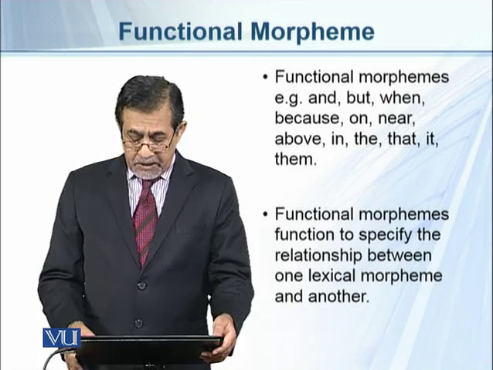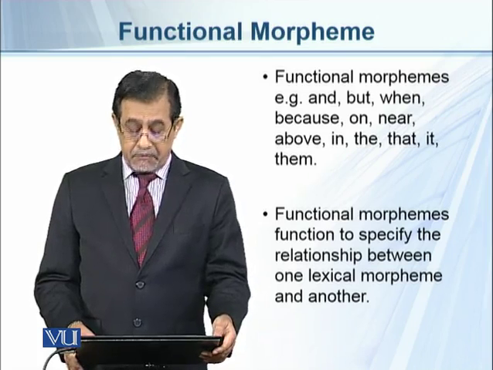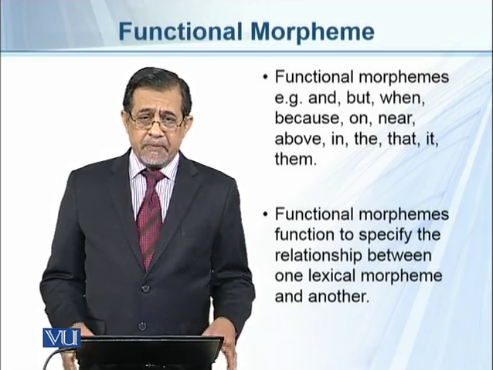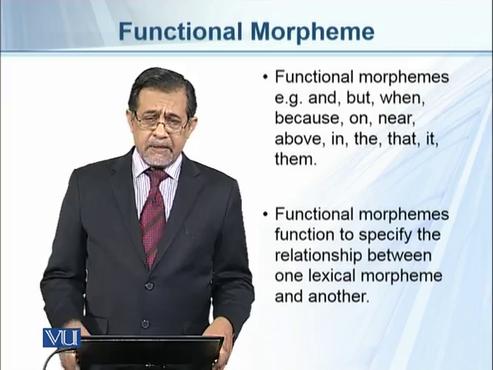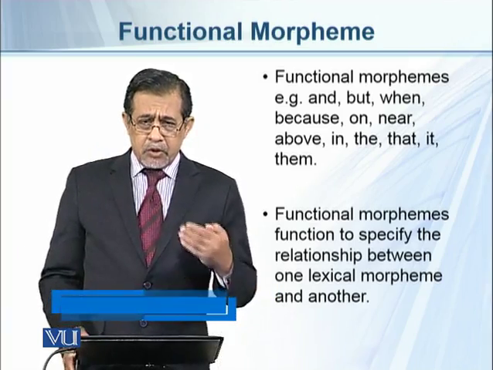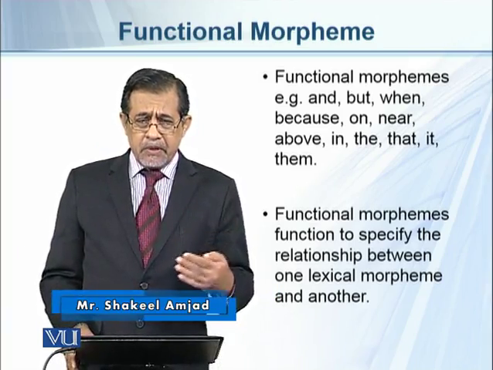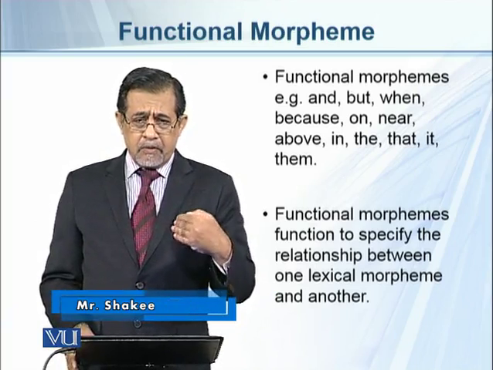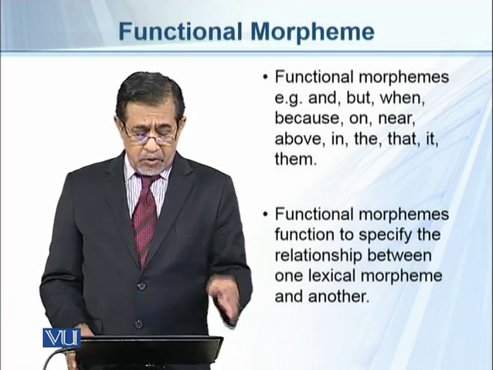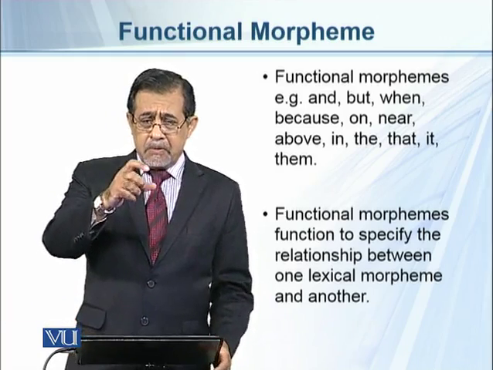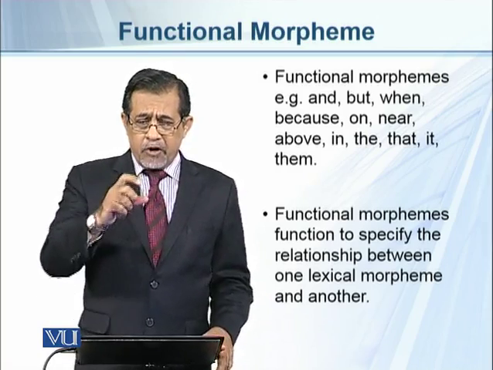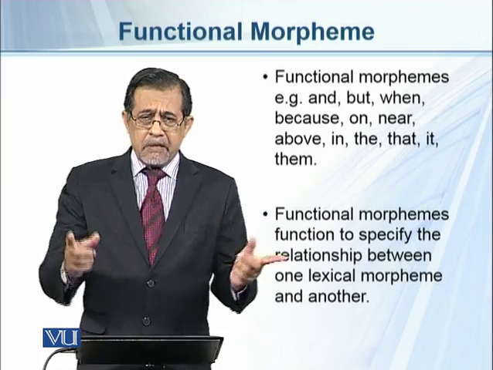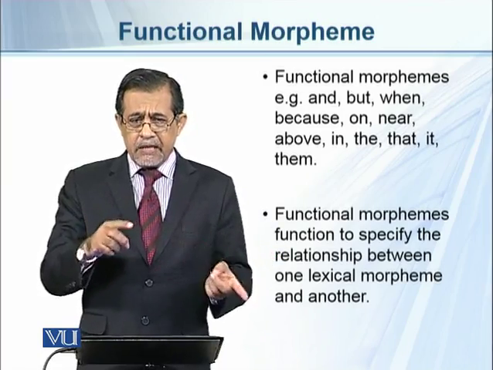Functional morphemes function to specify the relationship between one lexical morpheme and another lexical morpheme. For example, if we say to the bazaar, the functional morpheme to is giving us the direction of the place where we are going. Similarly, the book of English, so the preposition of is giving the relationship of English with the book.